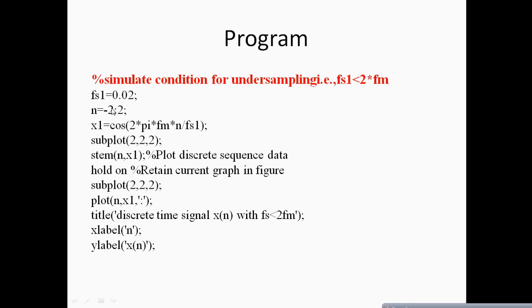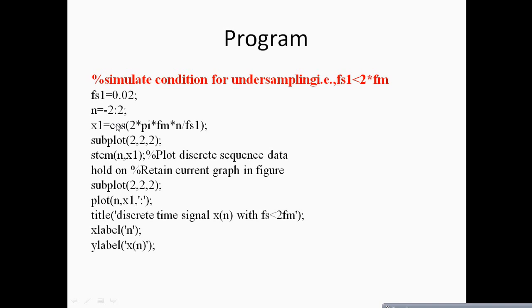Once this is done, I go for my next, that is my x1. Here either you can go for sine or cos. There's a small mistake. This should be sine, since we have gone for sine previously. So this is sine 2 pi fm n by fs1.